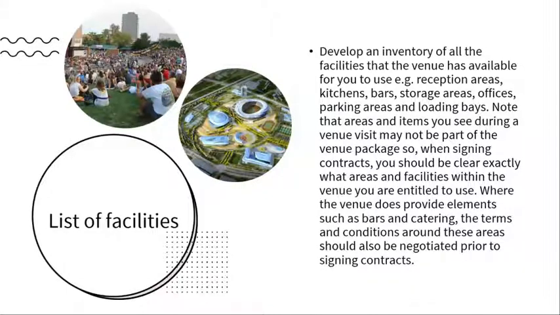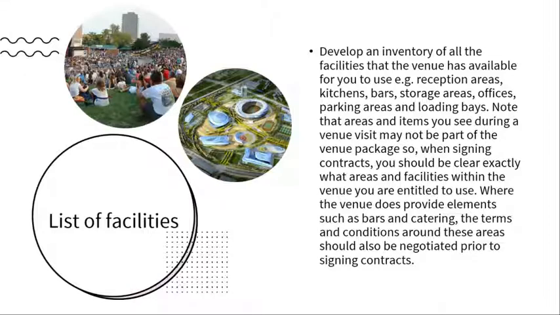Let us now list the facilities. Develop an inventory of all the facilities that the venue has available for you to use. For example, the reception, the kitchens, the bars, the storage areas, the offices, parking areas, loading bays.